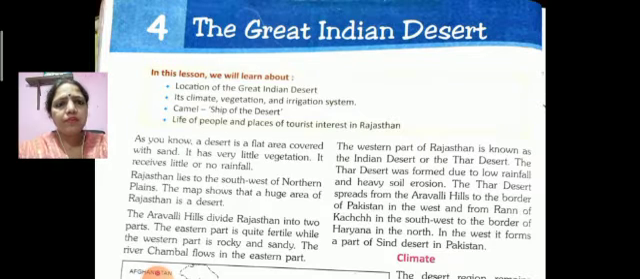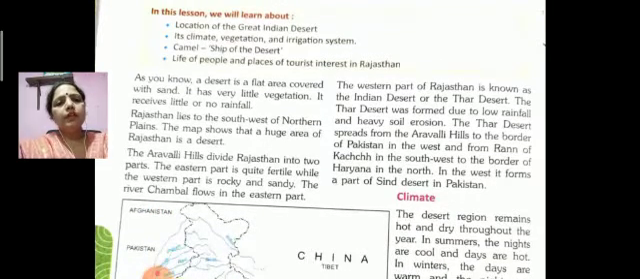In this chapter we will learn many things like location of the Great Indian Desert, its climate, vegetation and irrigation system, camel, sheep of the desert, life of people and places of tourist interest in Rajasthan. So children, firstly we will know about the Indian desert. As you know, a desert is a flat area covered with sand. It has very little vegetation. It receives little or no rainfall.